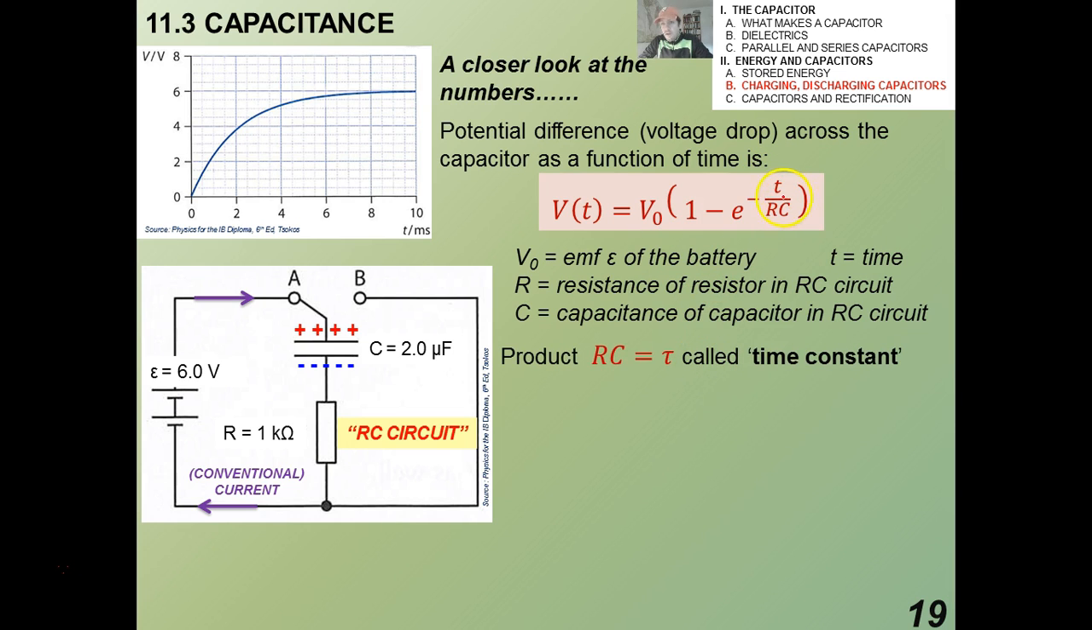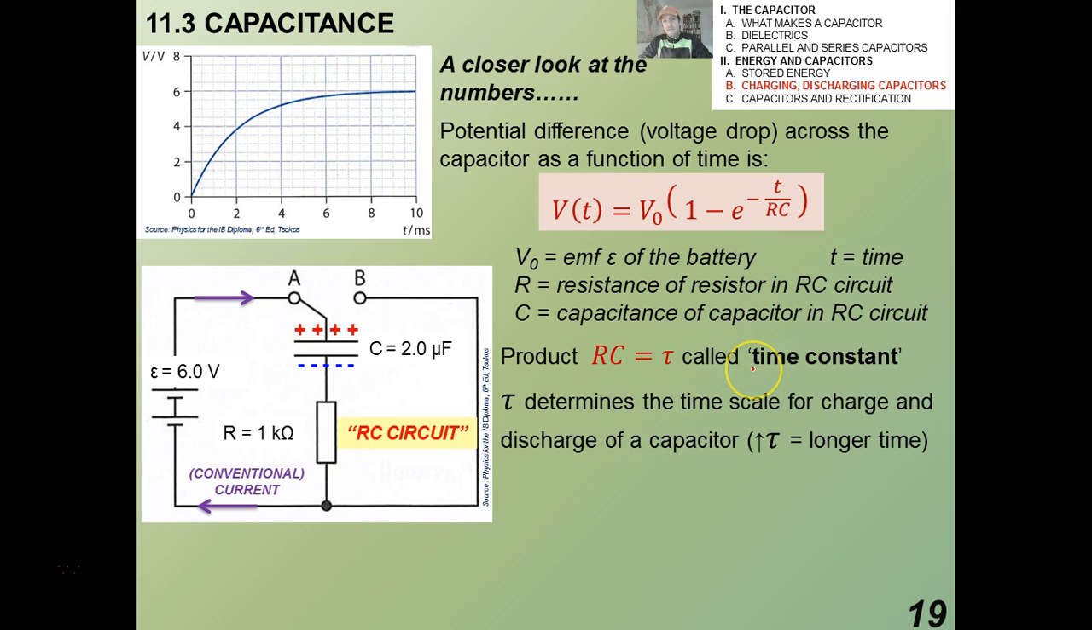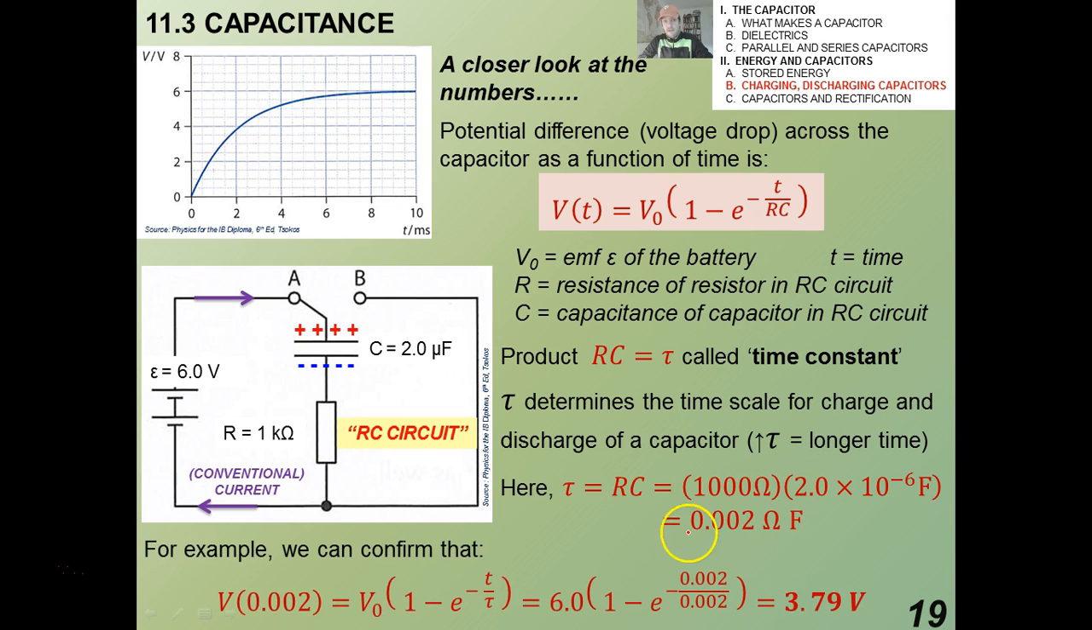And C is the capacitance of the capacitor in the RC circuit. Now, this product RC, which you're going to see in a lot of these equations as an exponential, is so important. It's called the time constant, and it's called tau. And tau, the Greek letter tau, determines the time scale for the charge and the discharge of a capacitor. So the greater tau, the longer it will take to charge and discharge. It takes the same amount of time to charge as it does to discharge for any particular capacitor, okay? In this particular example, tau is 0.002, and you can see that the units are ohms times farads, okay?